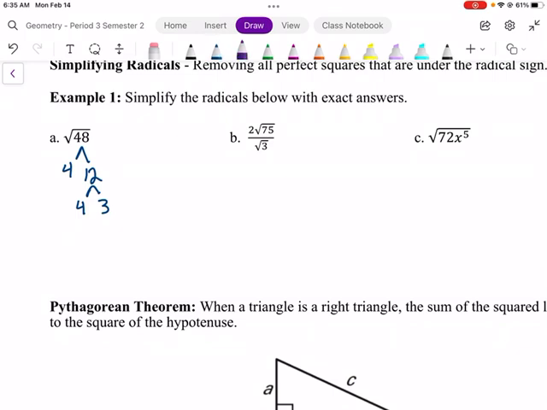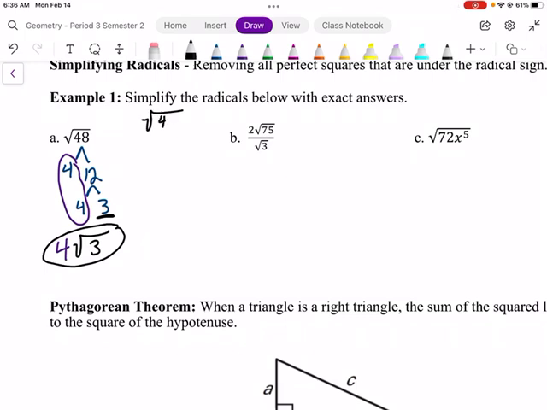And what we're looking for are groups of 2. So right here, I see that we have two 4s. That means we can pull a 4 outside of the square root sign. And then that 3 doesn't have a pair, so that's going to stay underneath the square root sign. So the simplified answer of the square root of 48 is 4 square roots of 3.